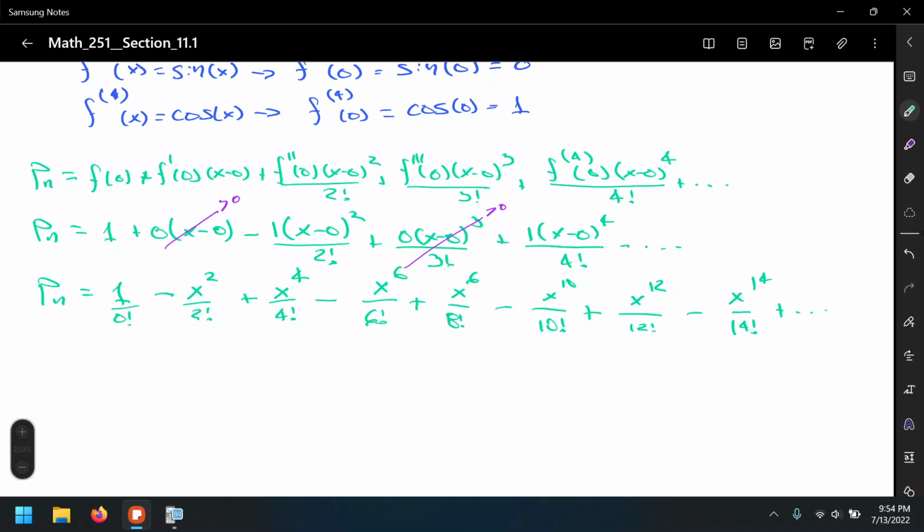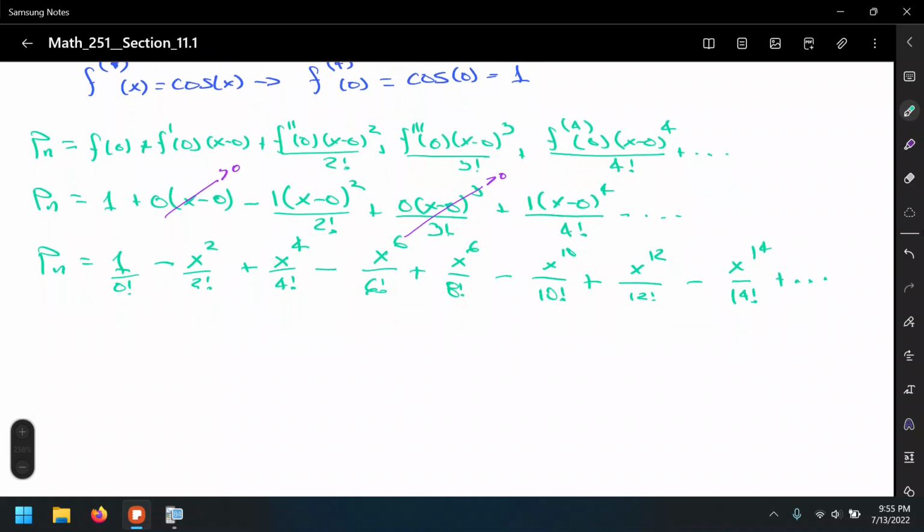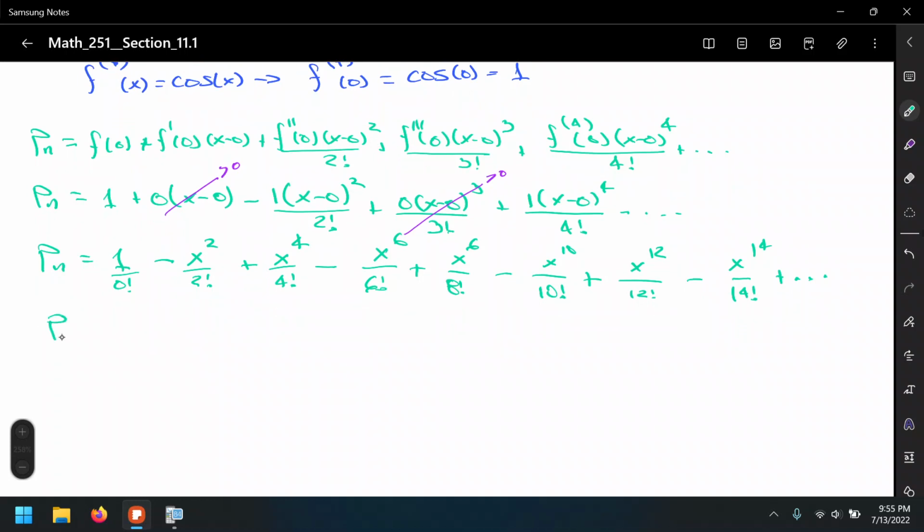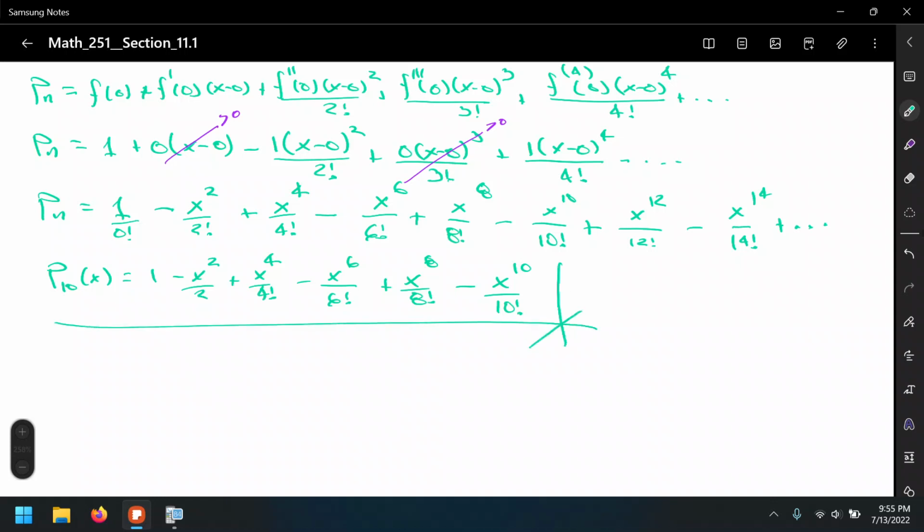However, notice I'm denoting that n-ness with these 3 dots right here that denote that it continues for more terms. However, we are only interested in the 10th degree polynomial, so let's just write it down. So p sub 10 then will be 1 minus x squared over 2 plus x to the 4th over 4 factorial minus x to the 6th over 6 factorial plus x to the 8th over 8 factorial minus x to the 10 over 10 factorial. Alright, so that's our 10th degree polynomial for cosine.